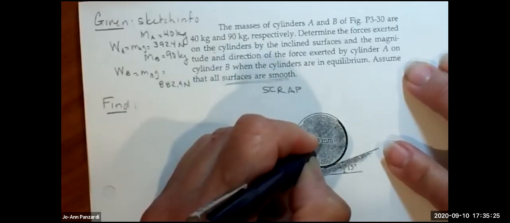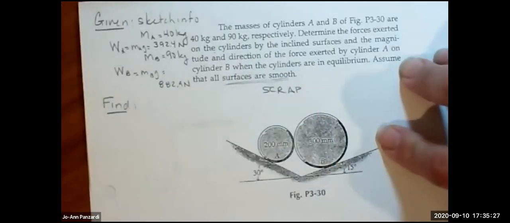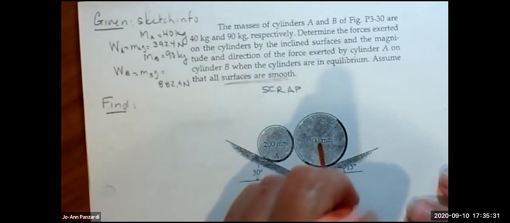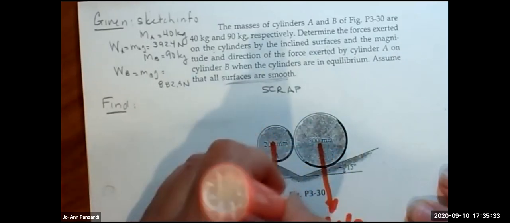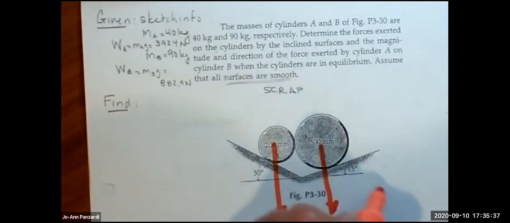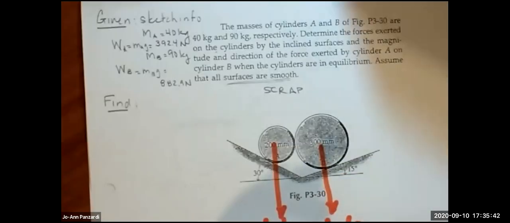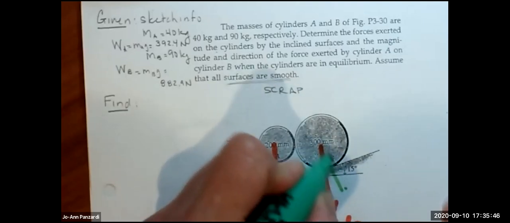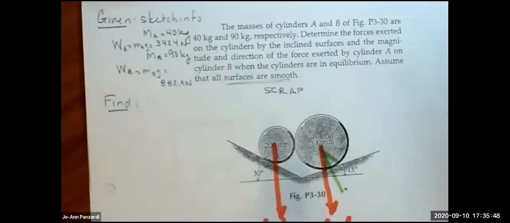Let's put the weight in. I'm going to put the weight in. Weight of B. Weight of A. I have a normal and it's perpendicular. This is too thick. Let's try. I'm going to draw the normal and it's got to be drawn perpendicular. That's probably not so good. Let me get a pen.